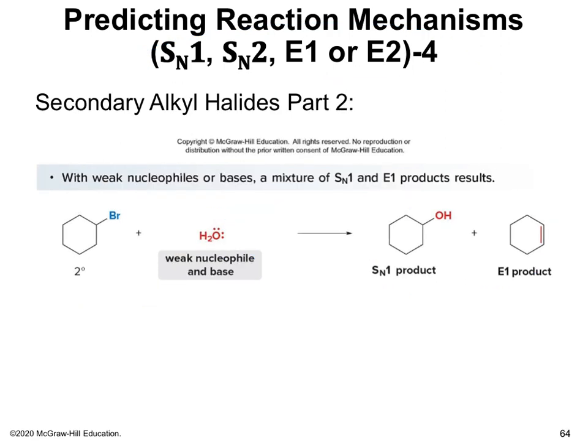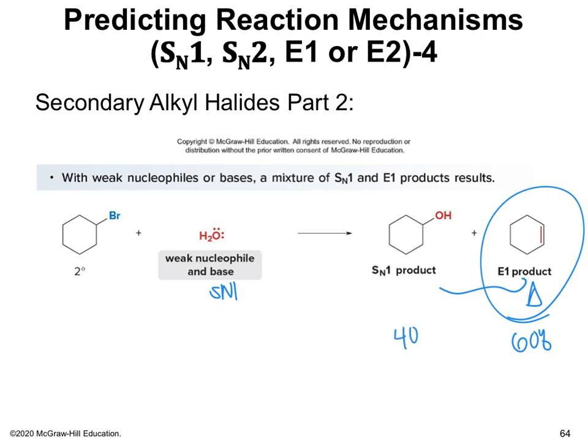Here we have a secondary, we have weak. I'm going to go with an SN1, but you're also going to get a mixture whenever you do SN1. If you have heat, then you might get a little bit more. You might get 60% E1 and 40% SN1.